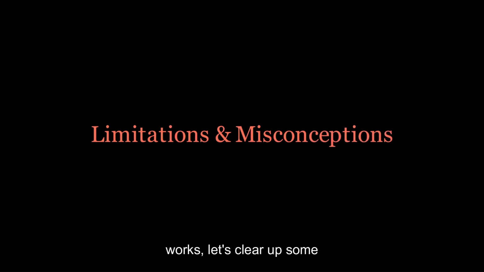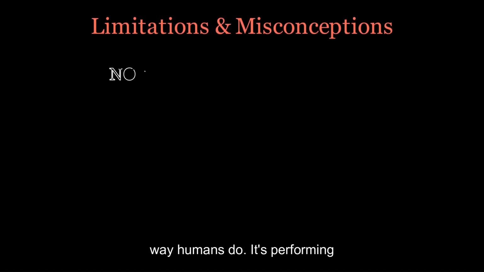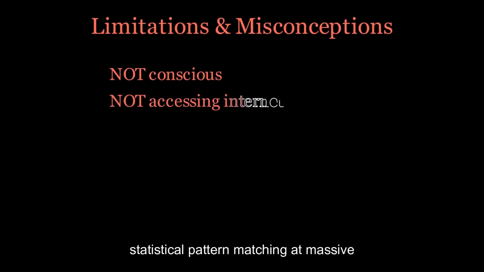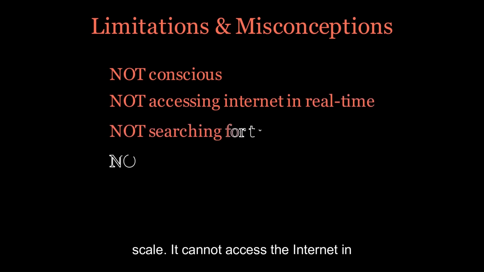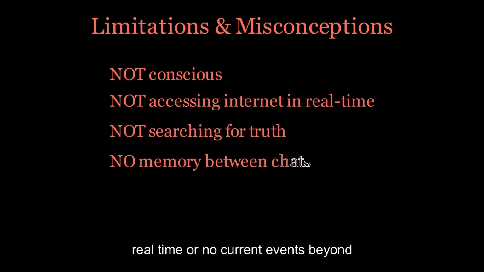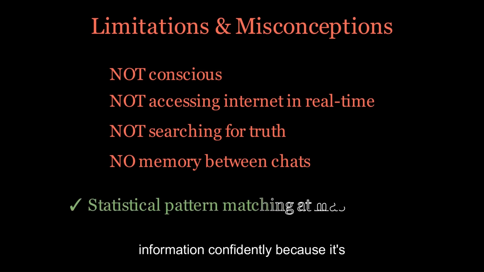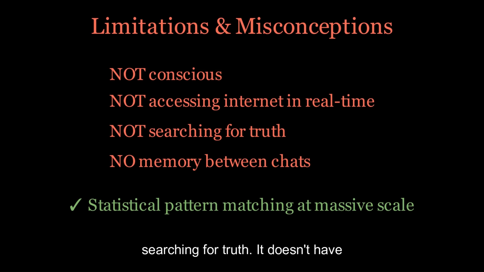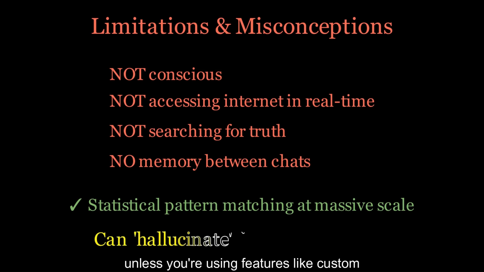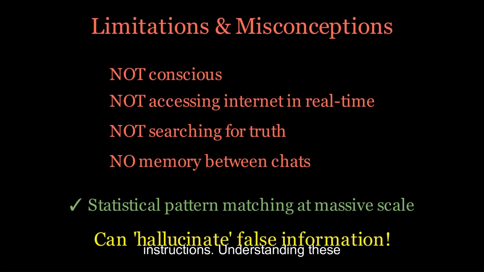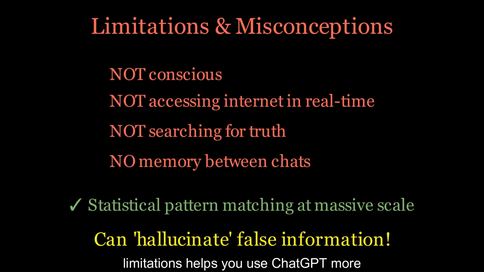Now that you understand how ChatGPT works, let's clear up some misconceptions. ChatGPT is not conscious. It's not thinking or understanding in the way humans do. It's performing statistical pattern matching at massive scale. It cannot access the internet in real time or know current events beyond its training data. It can hallucinate, meaning it will sometimes generate false information confidently because it's predicting plausible-sounding text, not searching for truth. It doesn't have memory between separate conversations unless you're using features like custom instructions. Understanding these limitations helps you use ChatGPT more effectively.